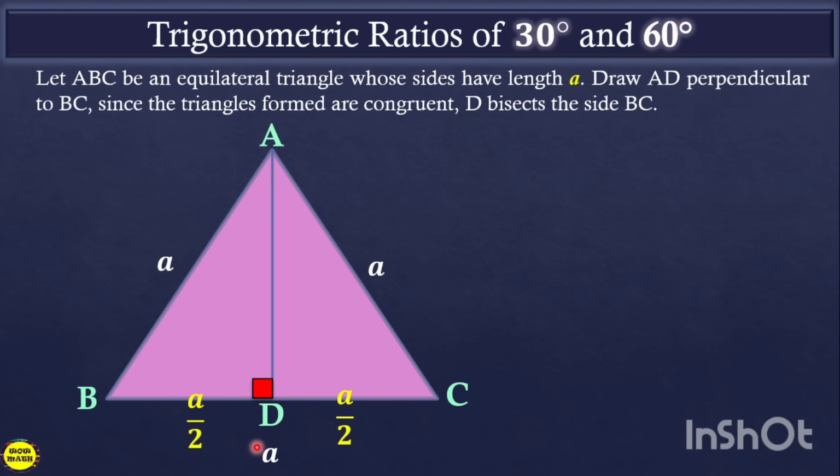So, kumbaga, halimbawa, 10 ang sukat nito. Let's say 10. Okay, so, ibig sabihin ng sukat nito, 5. So, i-substitute natin na 10 divide 2, 5. Kaya, A over 2. Okay? So, let us find the trigonometric ratios of 30 degrees and 60 degrees angle.